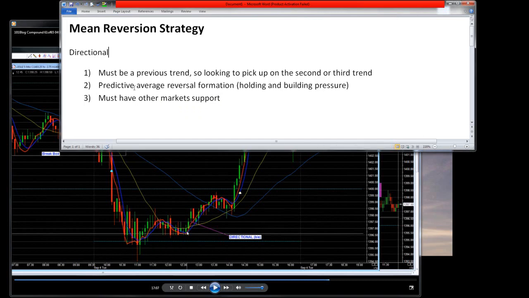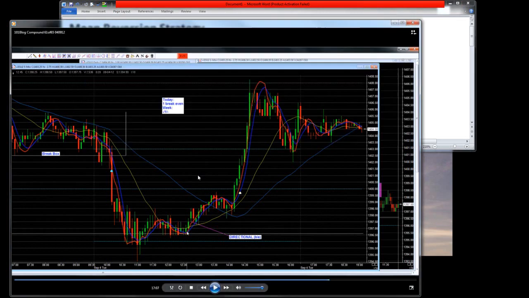Second is the predictive average reversal formation. I've got brackets there: holding and building pressure. The predictive average is an indicator, but I'm using it as a guide to the setup. I'm using a buy example here. So the predictive average needs to cross up, cross down, then cross back up while holding and building pressure. Meaning if all of a sudden this predictive average crossed down and then it just broke its lows, or came back and really put some pressure on its lows here, then it's not containing it and building pressure. That's not a reversal formation. It's getting some momentum, and it's picking up more sell orders to potentially push down.